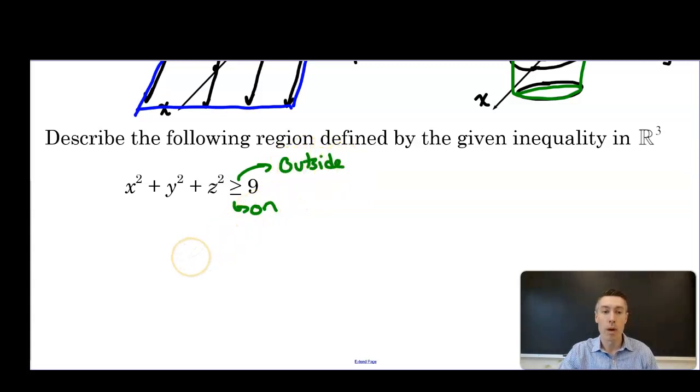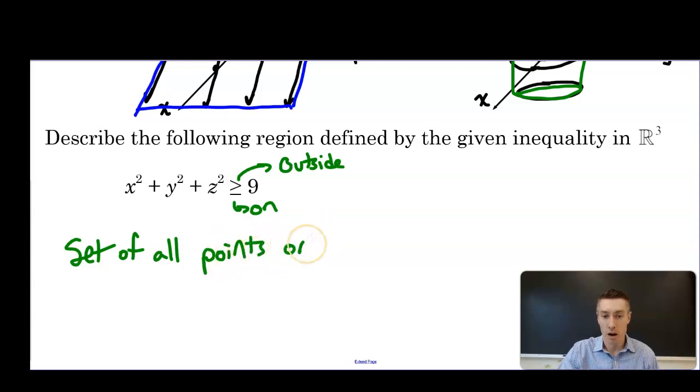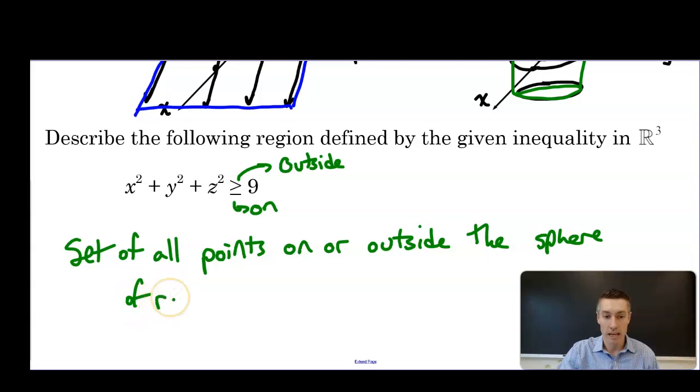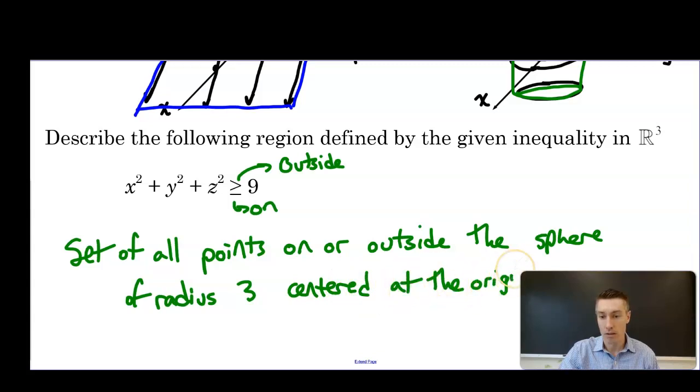So if we want to best describe this region, it's going to be the set of all points on or outside the sphere of radius 3 centered at the origin.